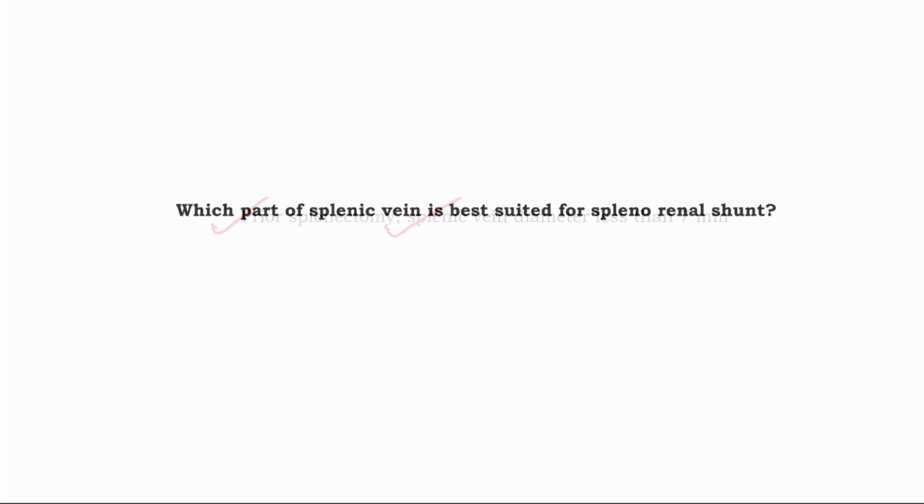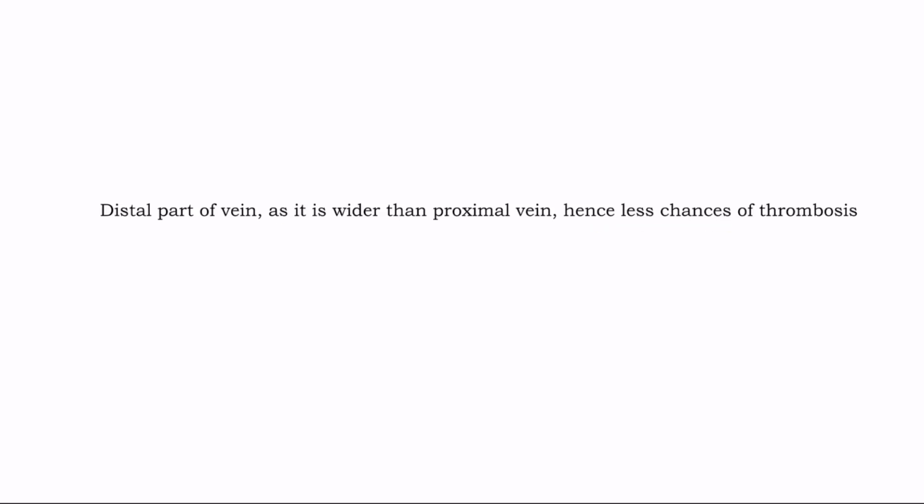What are other contraindications of distal splenorenal shunt? Apart from intractable ascites, prior splenectomy and splenic vein diameter less than 7 mm are contraindications for doing a Warren shunt. Which part of the splenic vein is best suited for splenorenal shunt? The distal part of the vein, as it is wider than the proximal vein, hence there are fewer chances of thrombosis.